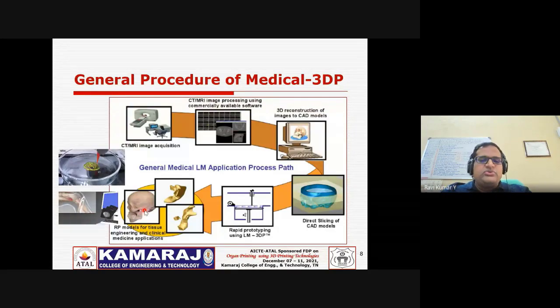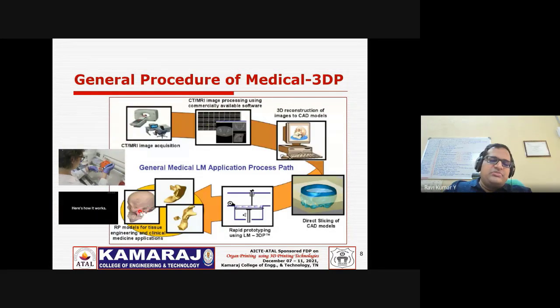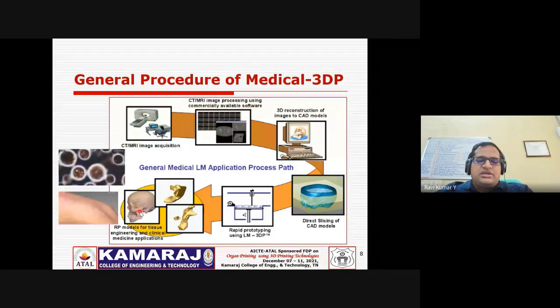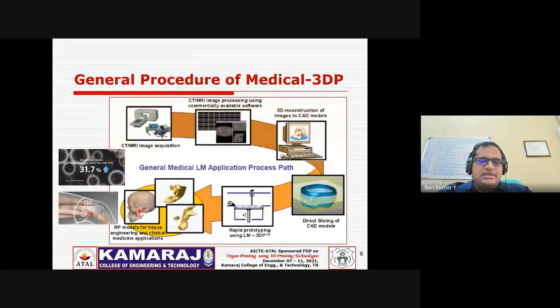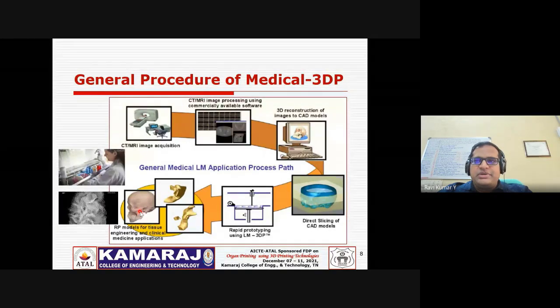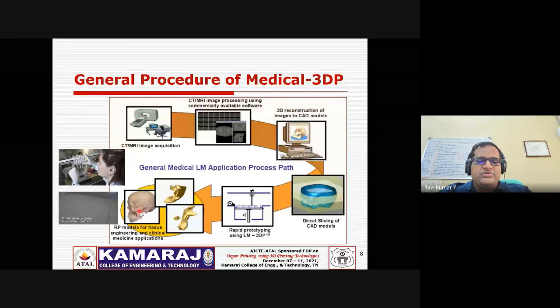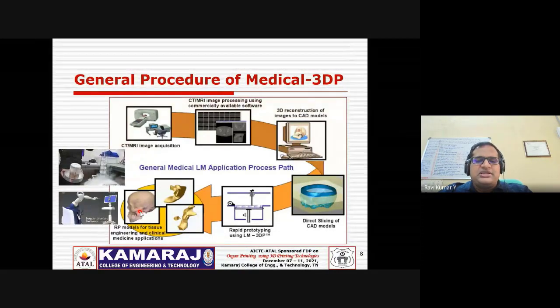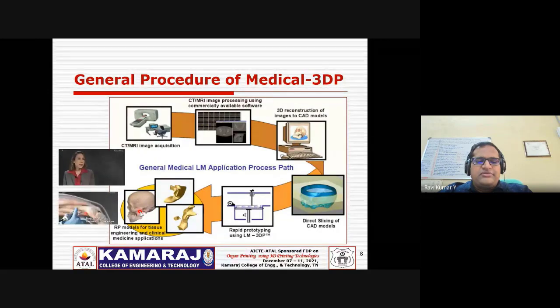Then you use that model either for study or diagnostic purposes, or planning purposes, or implantation purposes, or prosthetics design, or some device or template you want to design, or some guide you want to design for assisting the surgery based on this patient data. So then you can perform it.